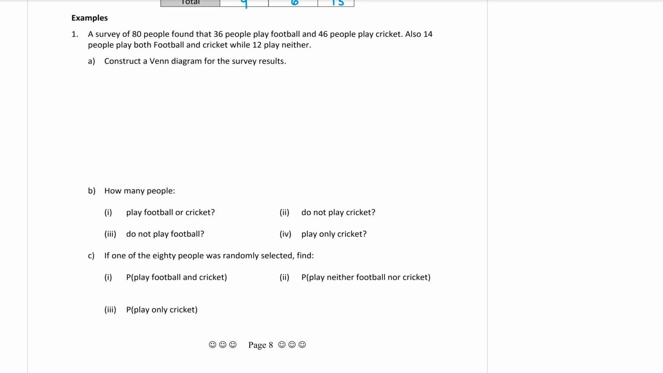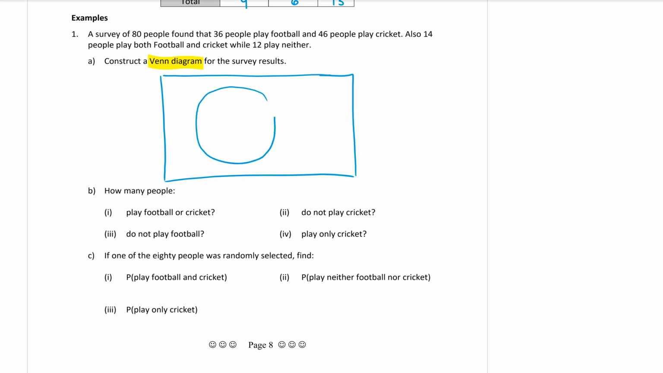Okay, so the trickiest part of these kind of questions is often the starting part where you're trying to draw the diagram to represent what's going on there. Now it says to construct a Venn diagram, not a two-way table, so we have to do the Venn diagram. That means we need the big rectangle around the outside, and we need 2 overlapping circles. Now the 2 sports that we have are football and cricket again.